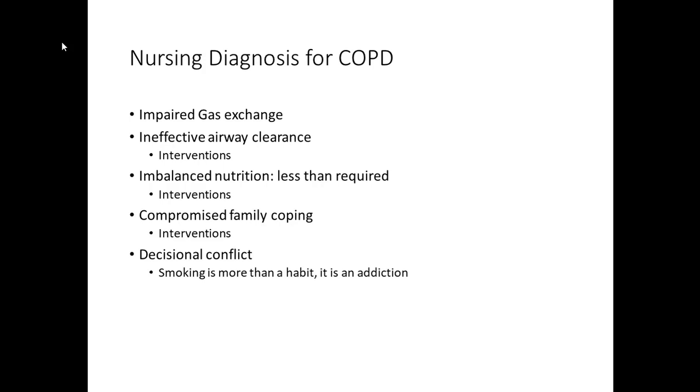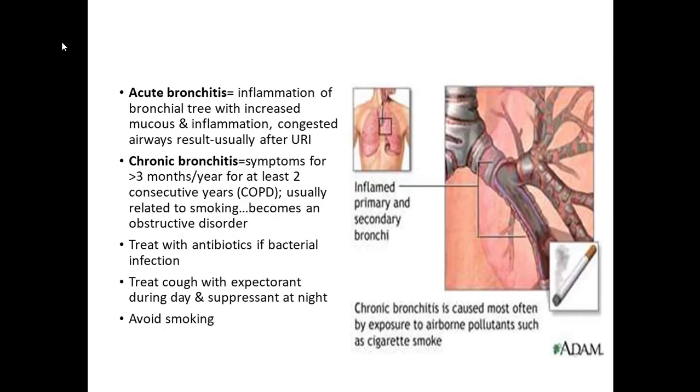We can do imbalanced nutrition, less than required, less than requirements, because they're worn out from trying to breathe. They don't eat as well. Maybe compromised family coping. Maybe family's upset that the person has COPD, and maybe the person might be end-stage COPD. And decisional conflict. Maybe they know they need to quit smoking, but it's an addiction, and it's hard to get rid of an addiction. So those are just some NANDAs for you.